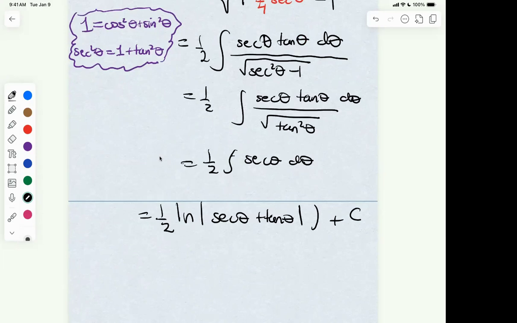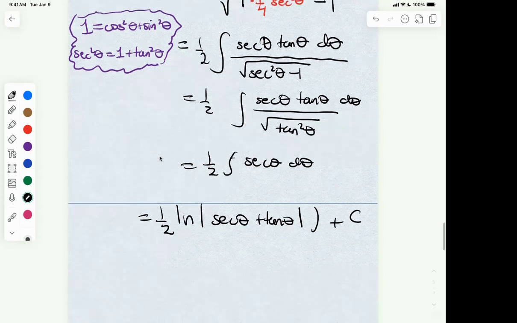Okay, so far so good. And we're almost done, because the only point is that this is the answer in terms of theta. I don't care about theta. I just care about everything in terms of x. So you just have to go back to the right triangle and rewrite everything in terms of x.